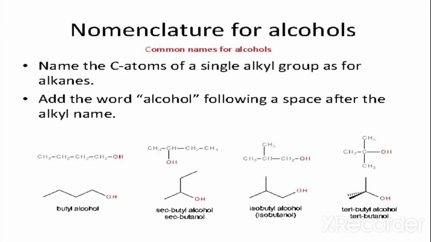And the other example is we have a four carbon compound, but one carbon group or alkyl group is attached as a substituent, so we will name it isobutyl alcohol or isobutanol. And the other is we have a four carbon compound, but this is a tertiary alcohol, and we will name it tertiary butyl alcohol or tertiary butanol.